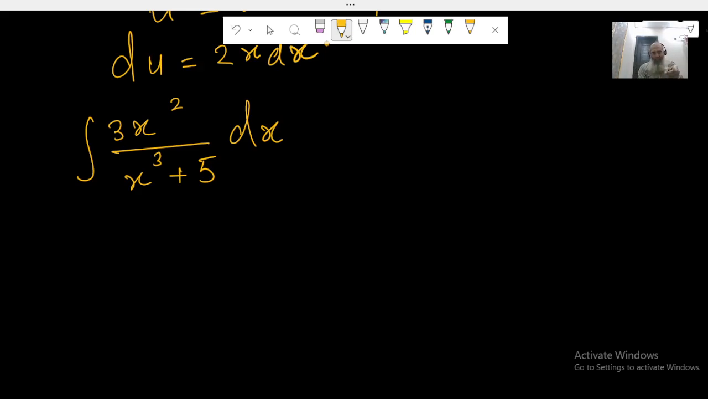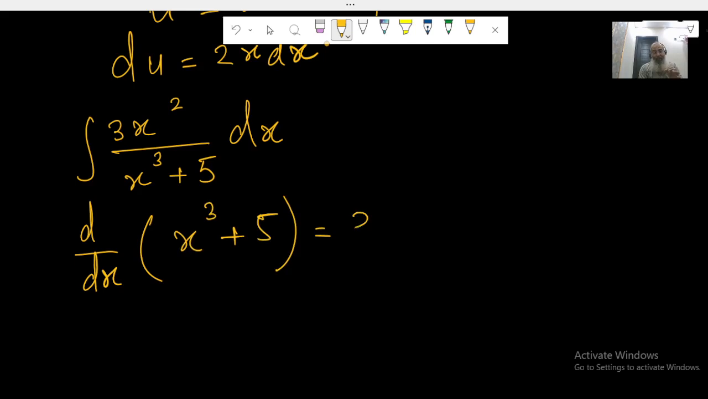Now directly look at the denominator. It's x cubed plus 5, and differentiate it in your mind quickly. Within seconds, you will find that its derivative is right on the top without any change of a number. You don't have to multiply or divide anything with the numerator. It's originally on the top. Just for your understanding, I'm writing that its derivative is 3x squared, which is right on the top. So why don't you wait?